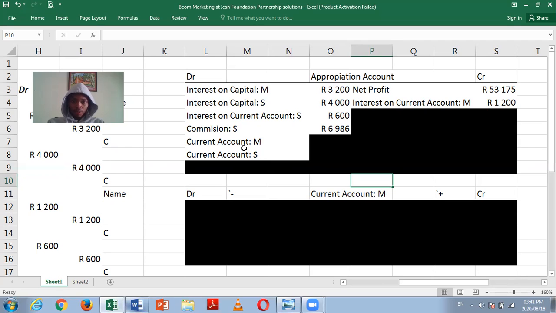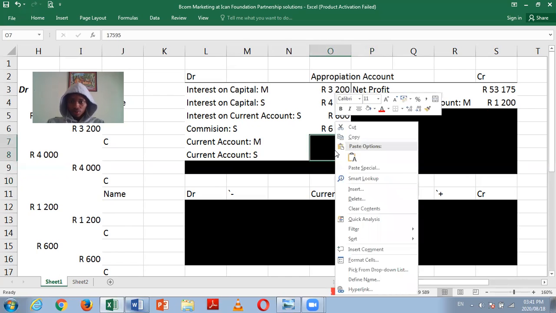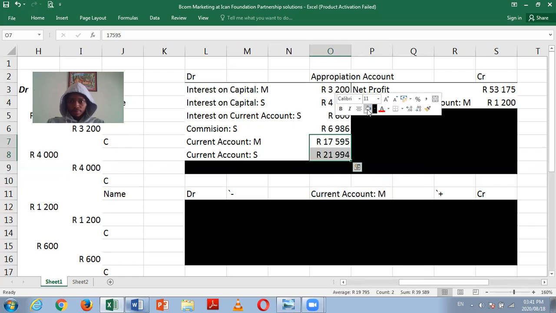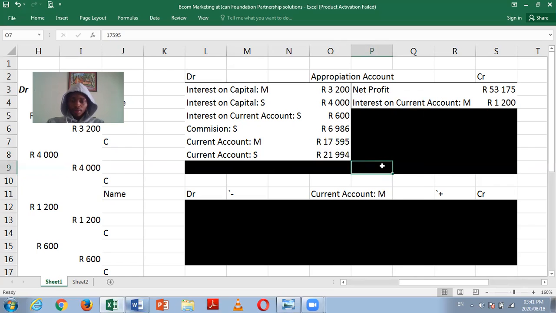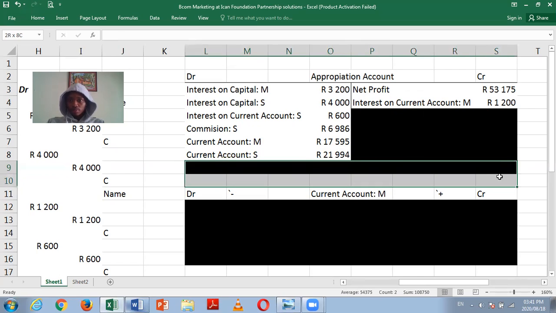If it's 3 partners, you're going to debit the 3 partners. Okay, so remember we have calculated the amount on the journal. I'm just going to show you here, but I'll go back. Remember it was 17,595 and 21,995. How did we get that on the ledger? Let me just show you here.